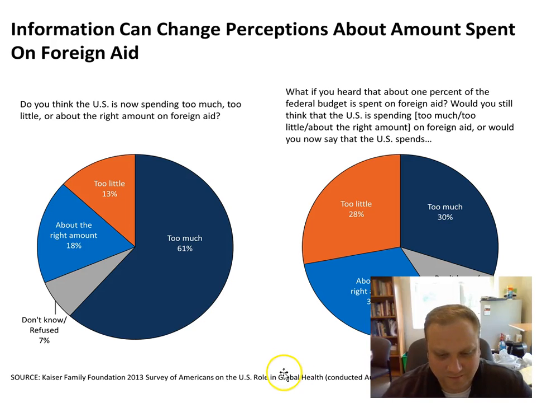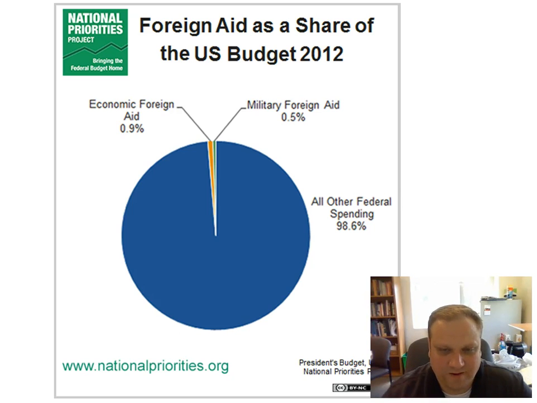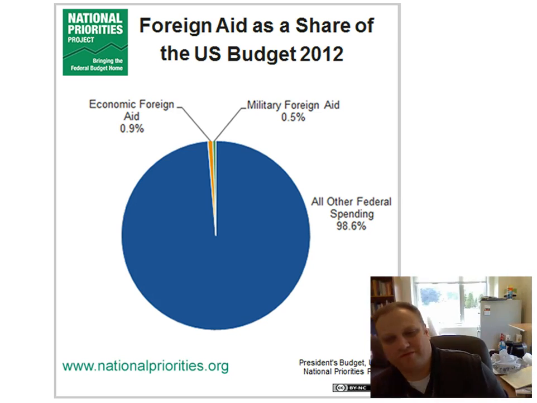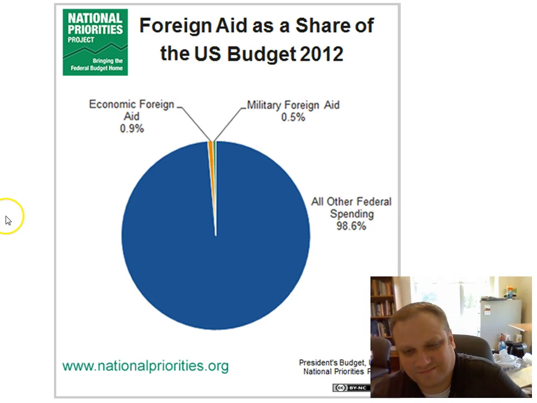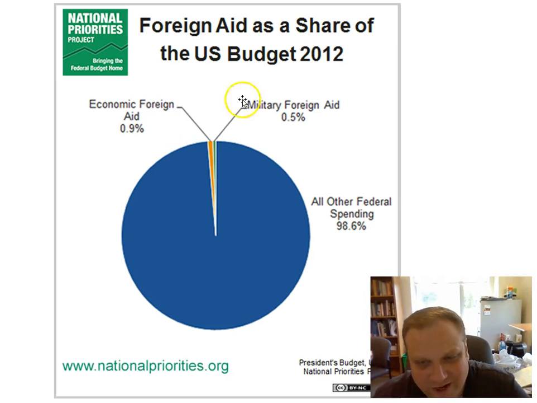And so the question becomes, how much is foreign aid as a share of the budget? Here you go. It's more than 1%, but not much more. It's 1.4%. So economic foreign aid and military foreign aid combined equal 1.4%. That's how much the United States spends on foreign aid.